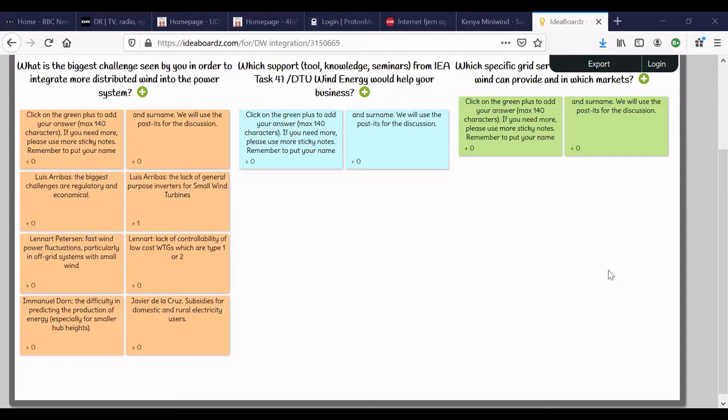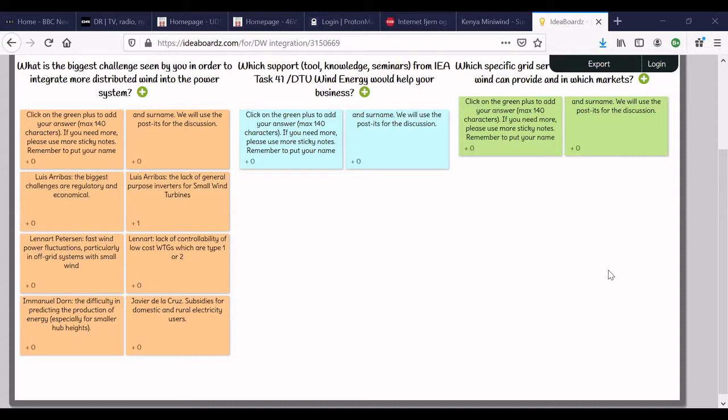Okay, thank you. Emmanuel, you have highlighted the difficulty in predicting the production of energy. I'm assuming this somehow relates to challenges in knowing what the wind resource is, and are you looking at both the annual, but also at the daily profile? Could you comment on that? Just trying to see, you're not actually in the group, as far as I can see. So I can't ask you to comment on that verbally. So let's move to Javier.